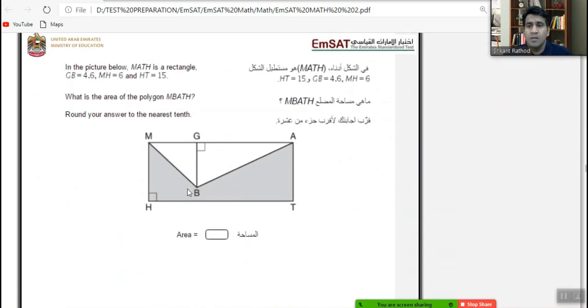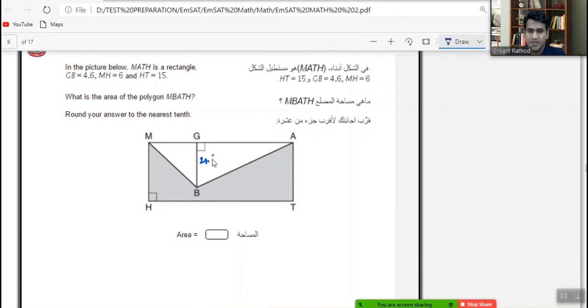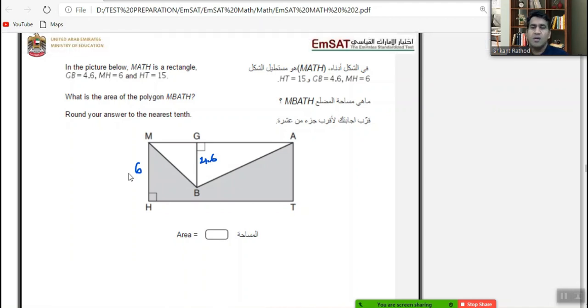In the picture below, MATH is a rectangle. They have said GB is 4.6, so the length of G to B is 4.6, not percent. The length of M to H is 6 square units. They haven't specified whether it is centimeter or meter, so we just need to do it according to what they have given. And the length of HT is 15.